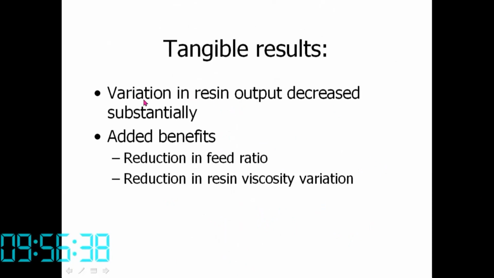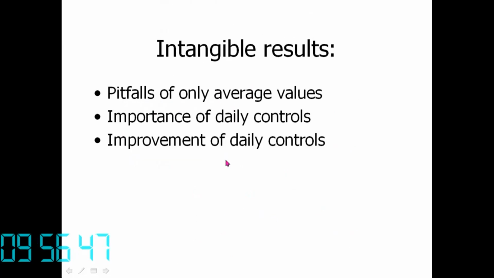Tangible benefits: variation in resin output decreased substantially. Added benefits: reduction in feed ratio, reduction in resin viscosity variation. Intangible results: pitfalls of only average values, importance of daily controls, improvement of daily controls.